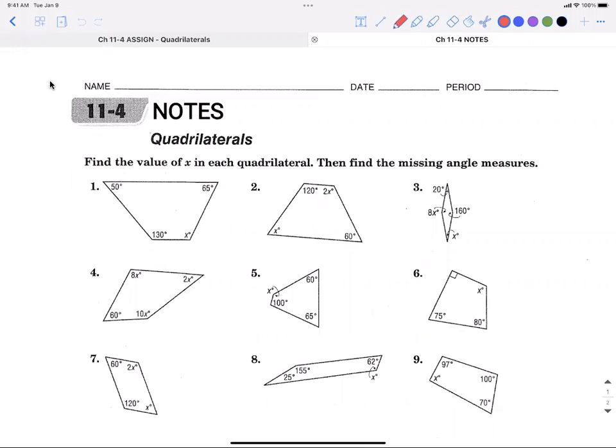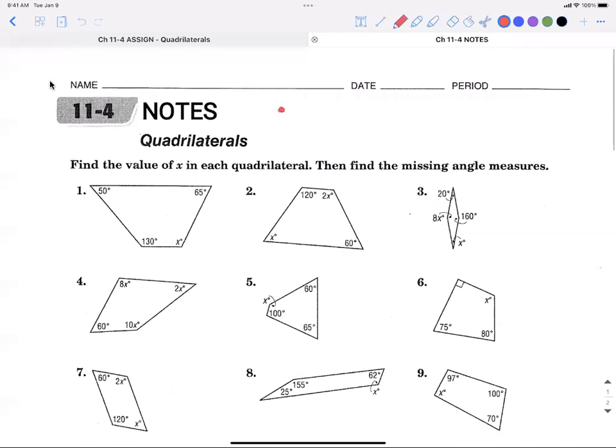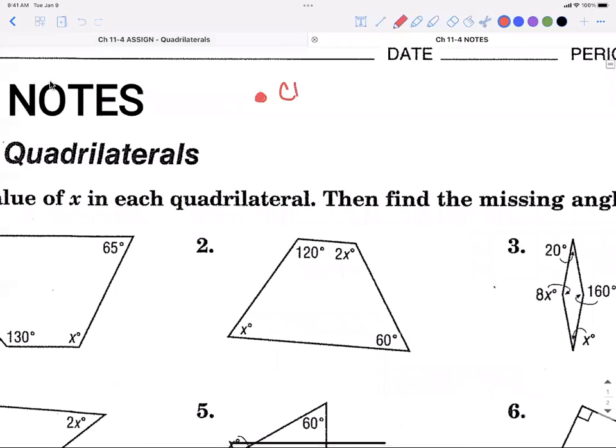So first we have that it must be a closed figure. Okay, number one, it must be a closed figure. And what that means is it can't be something like that. Okay, it has to actually be closed. Okay. The next thing is that it has to have exactly 4 sides.